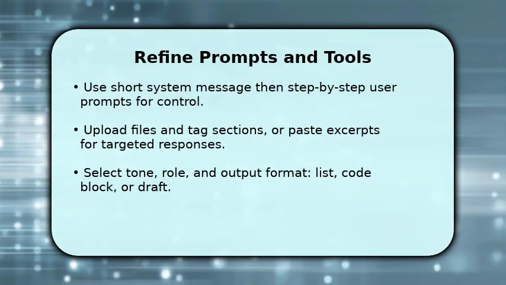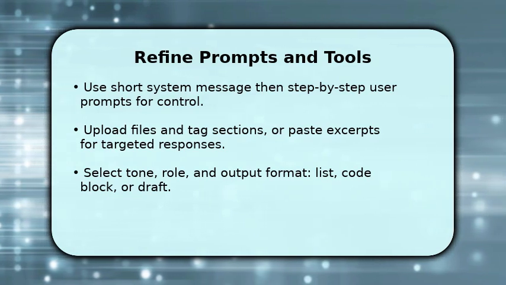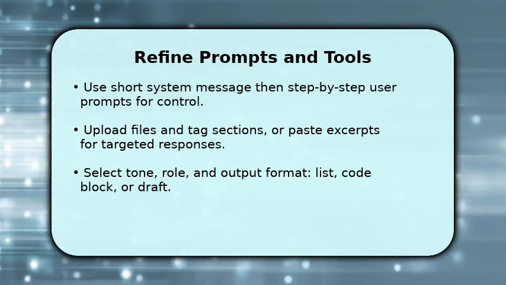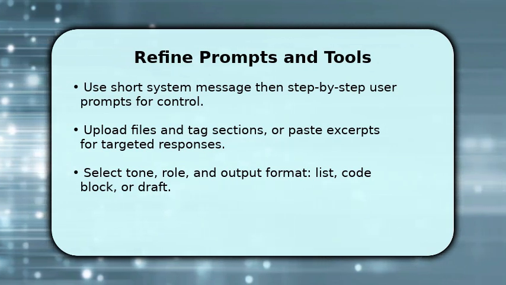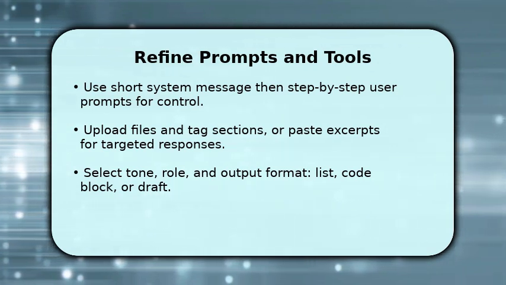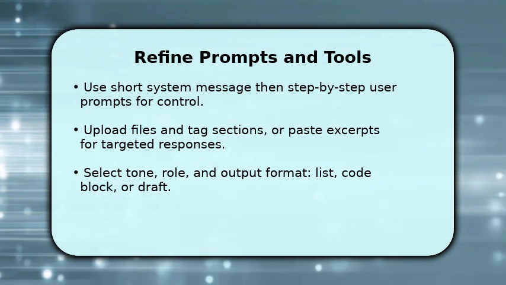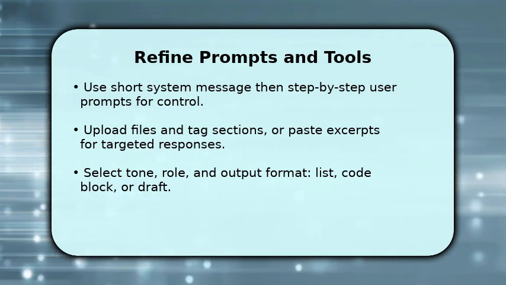Now focus on crafting prompts that guide Nova precisely. Start with a one-line system instruction, then add step-based user prompts. This reduces ambiguity. Once uploaded, tag files and reference exact line numbers or sections so the model cites relevant content.